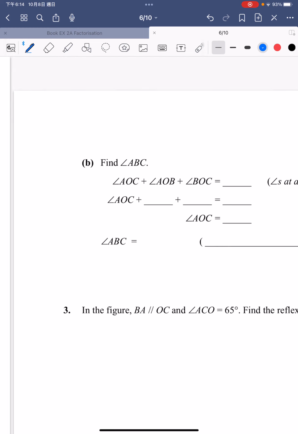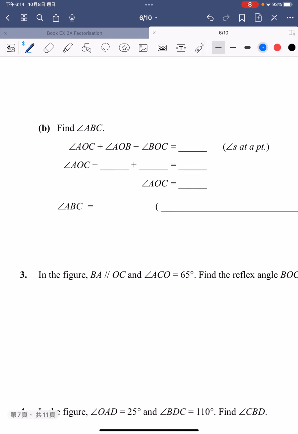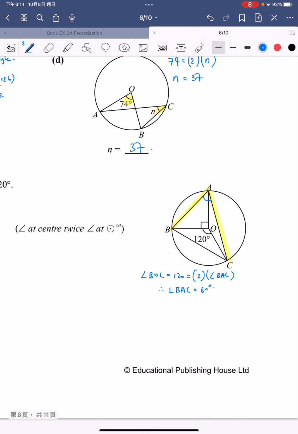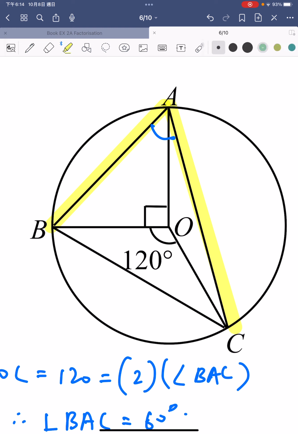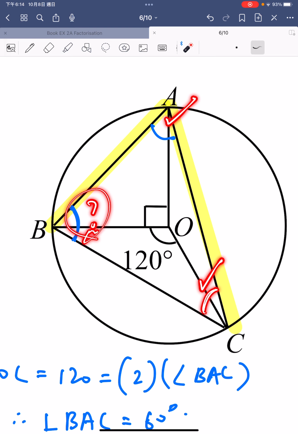The next question is asking for angle ABC. We locate it again. Angle ABC is here, and this is what we want. To find this angle, we must have the other angle as well, because we have angle BAC. If we have this angle, then we can use the angle sum of a triangle to find the answer to the question.